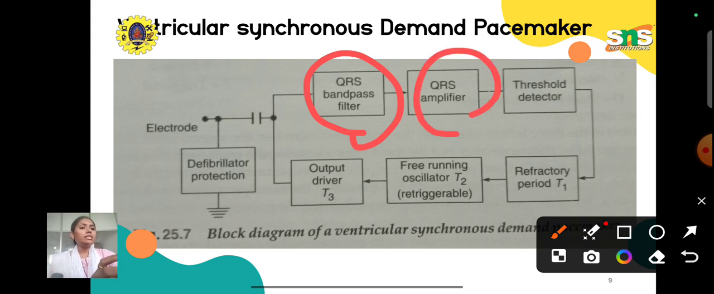Then we have the QRS amplifier. The reason is that whatever signal we get from our body is a weak signal, weak in amplitude, right? That we have to strengthen by means of an amplifier. So there is the need for a QRS amplifier.